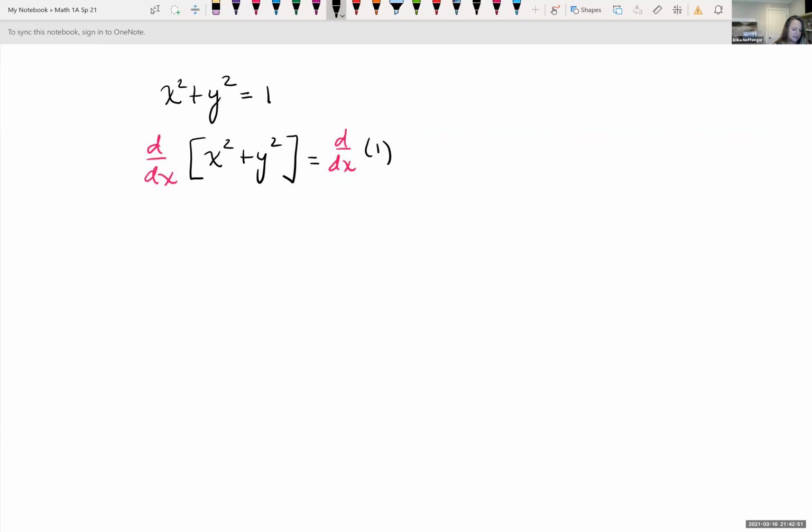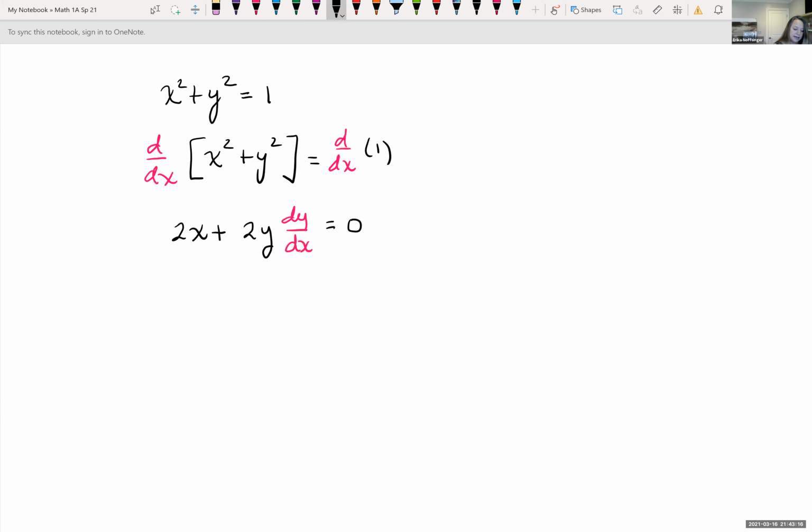So looking at the left-hand side, taking the derivative of x squared, well, that is just 2x, plus the derivative of y squared is 2y, but we took the derivative with respect to y, so that's where we put the dy/dx, the derivative of the inside, is equal to the derivative of a constant, which is 0.